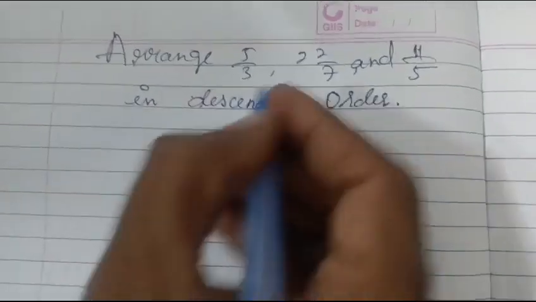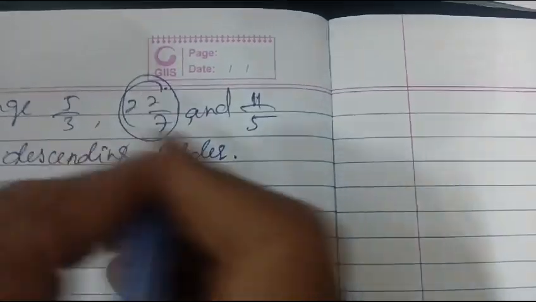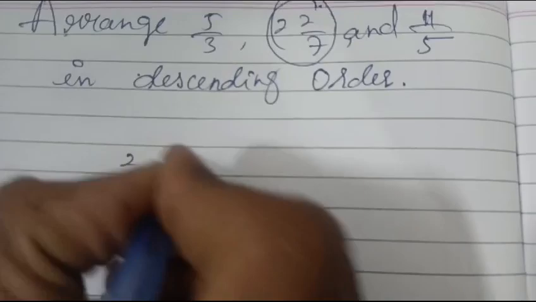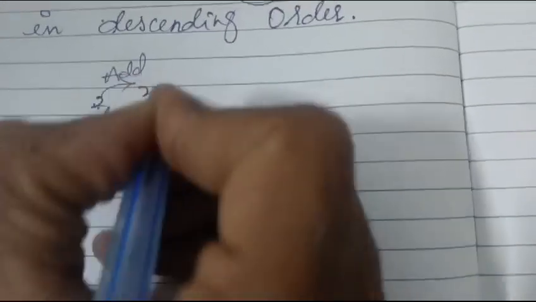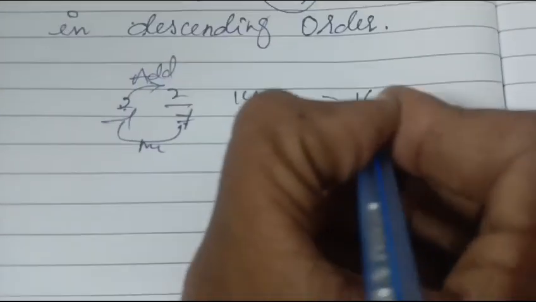Now look at this. This is not in the standard form, so it's in a mixed fraction. What we need to do is bring it to a proper fraction. To do that, first you bring it to the standard form. So 2 by 7, as I told in the previous class, 7 2s are 14, plus 2 is equal to 16. So 16 by 7. Now write all these things.